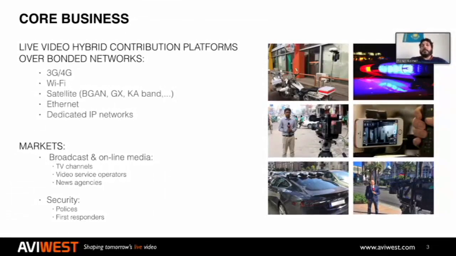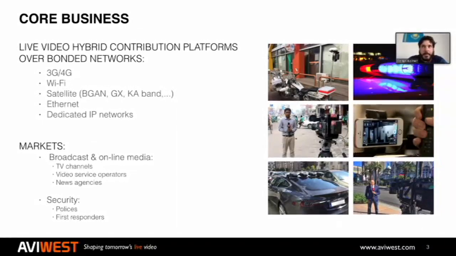So I was explaining that all the products and technologies being developed by AviWest are designed for live high-quality video transmission over unmanaged networks. Instead of using dedicated satellite or fiber, we design products which can use the public internet, so unmanaged IP networks. It can be 3G, 4G bonded cellular, of course, but not only. It can be Wi-Fi, public landline internet, or best effort IP satellite like BGAN, Ka-band services, for example, or Global Express. And of course, it can make use of dedicated IP networks as well.